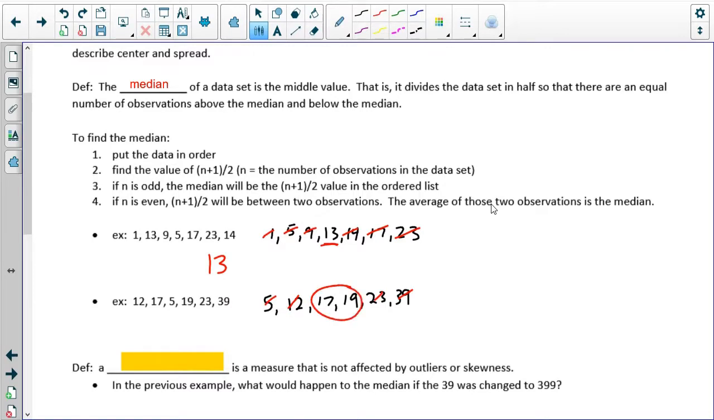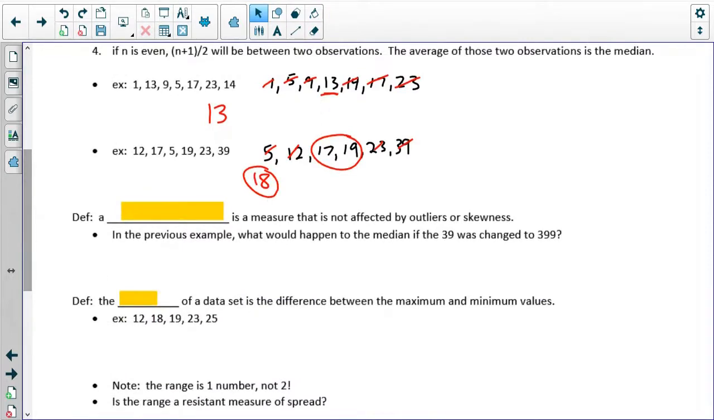And then what we would do is average, or take the mean, of the 2 values. So in this case, the median of the data set is 18. If it ends up being a decimal, that's okay. It could end up being something like 0.5, and that would be fine. So that's how you find the median of a data set.